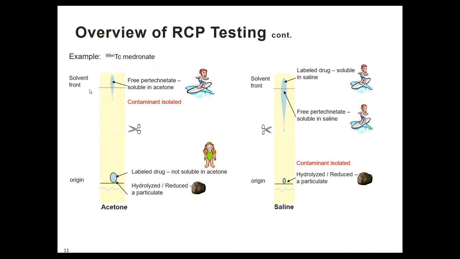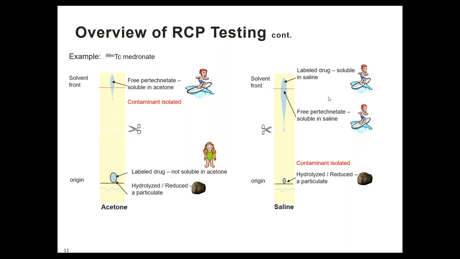There's a second strip required for full QC of MDP, and that's a saline strip. Same process, we put a drop of MDP on the bottom of the strip right by the pencil line, put it into a small developing tank containing normal saline, and let that climb by capillary action. Now, again, rocks don't roll uphill. What might be present that's acting like a rock? Hydrolyzed reduced technetium or tin colloid will not leave the origin. Rocks don't roll uphill.